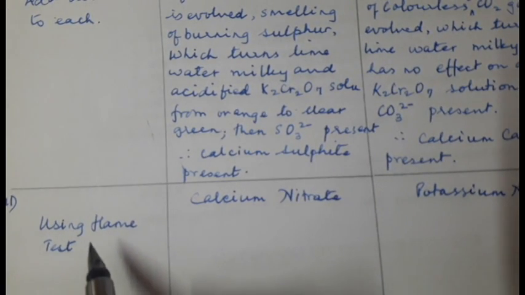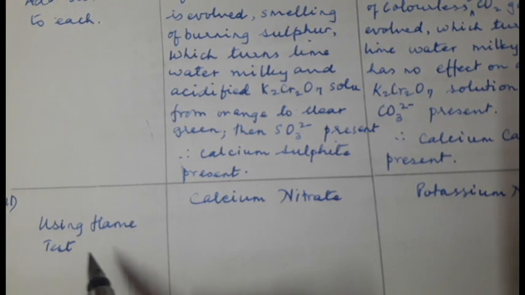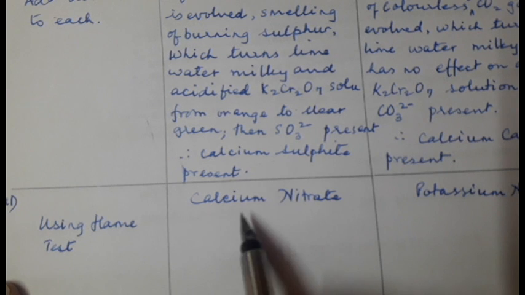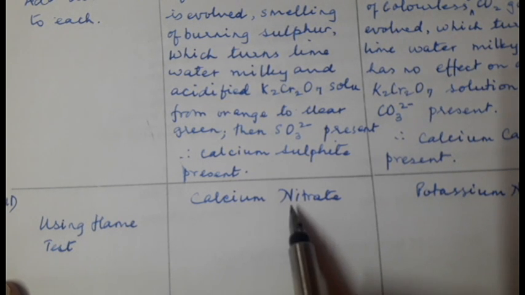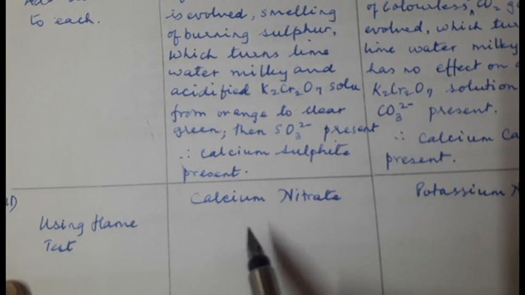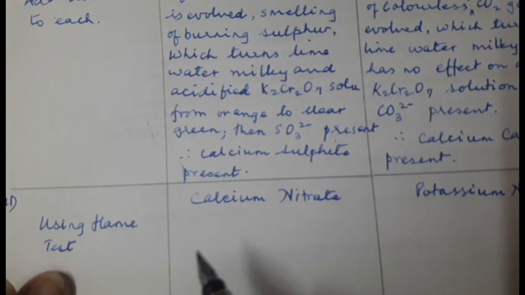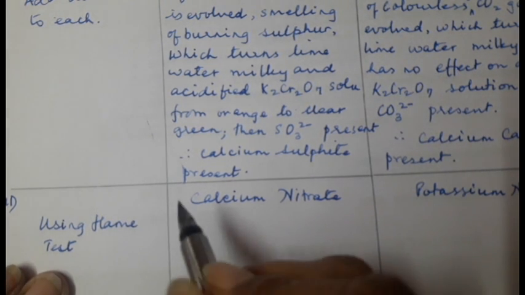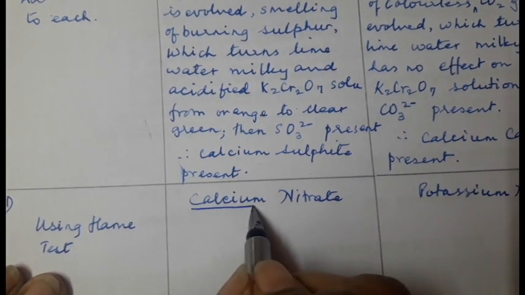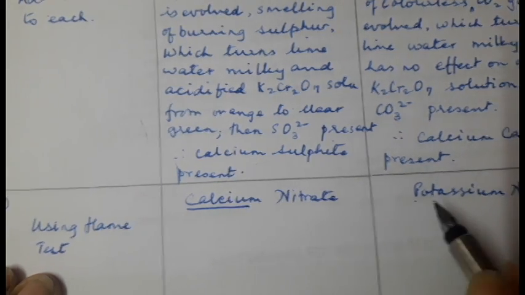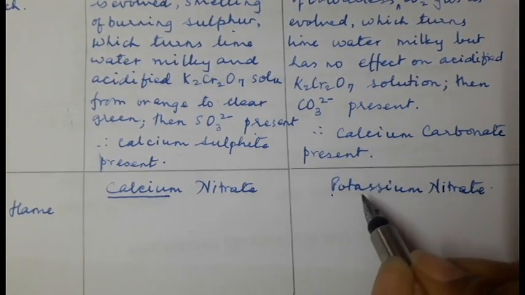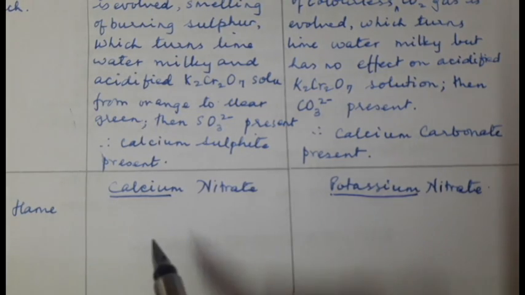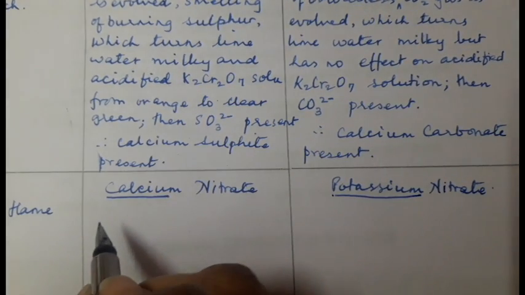So we know the description for flame test. We use the platinum wire, we clean it nicely, we dip it in calcium nitrate with HCl, and then we introduce it to the non-luminous part of the flame. Now here the cation is calcium and here it is potassium. So calcium will give you brick red flame.